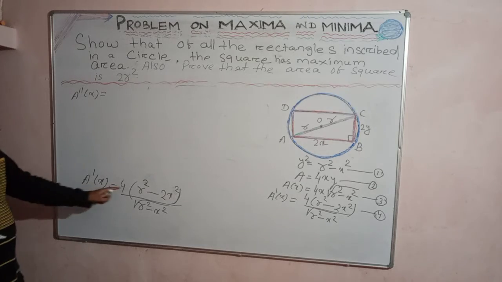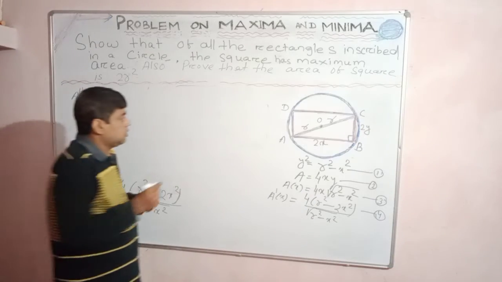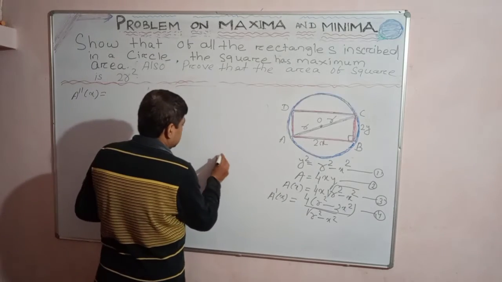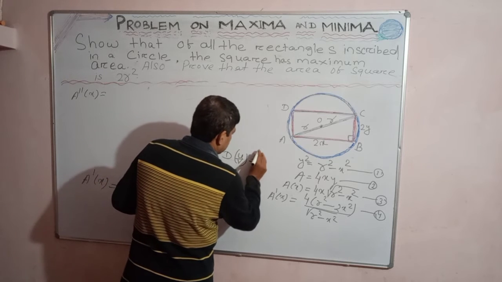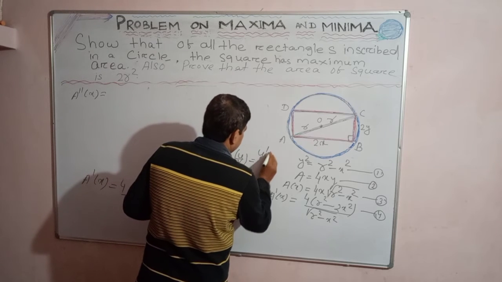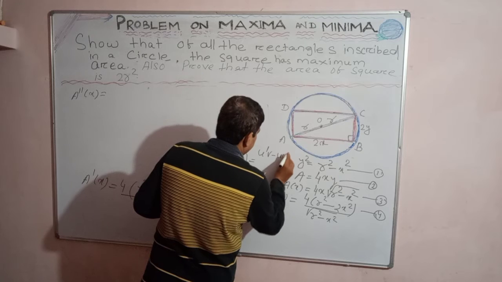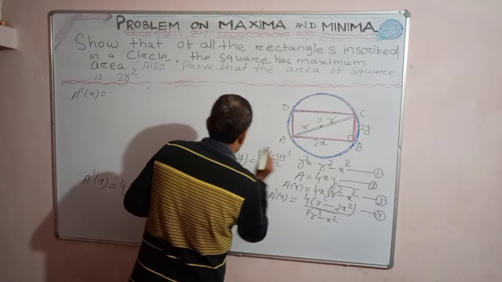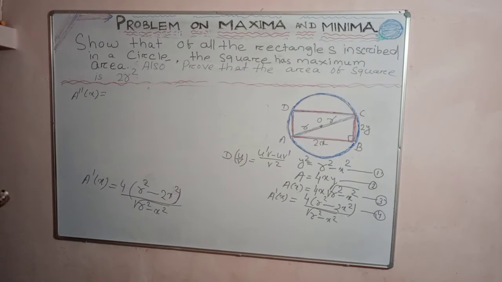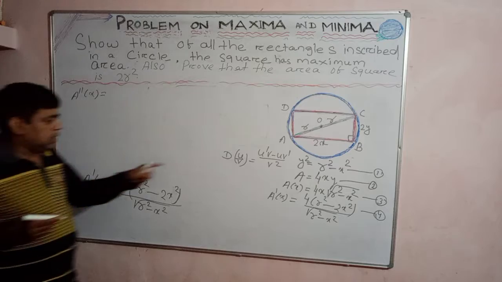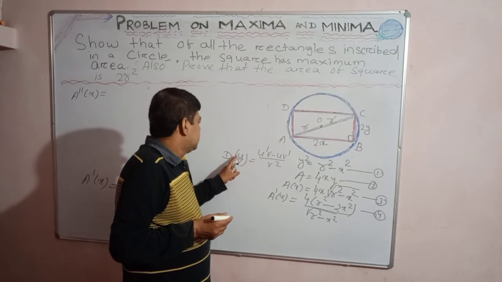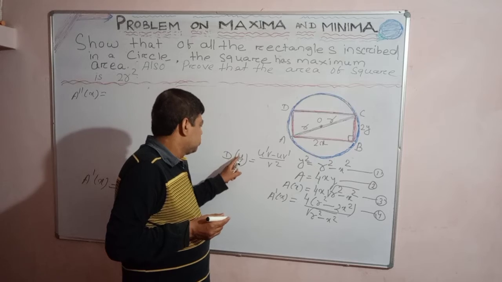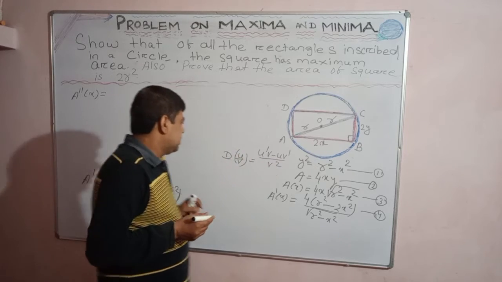Now you see the derivative of u by v. It will be the derivative of u upon v. What is that? Derivative of u into v minus u into derivative of v, divided by v square. This is the formula for u by v, the derivative of a quotient: the derivative of the numerator into the denominator, minus the numerator into the derivative of the denominator.